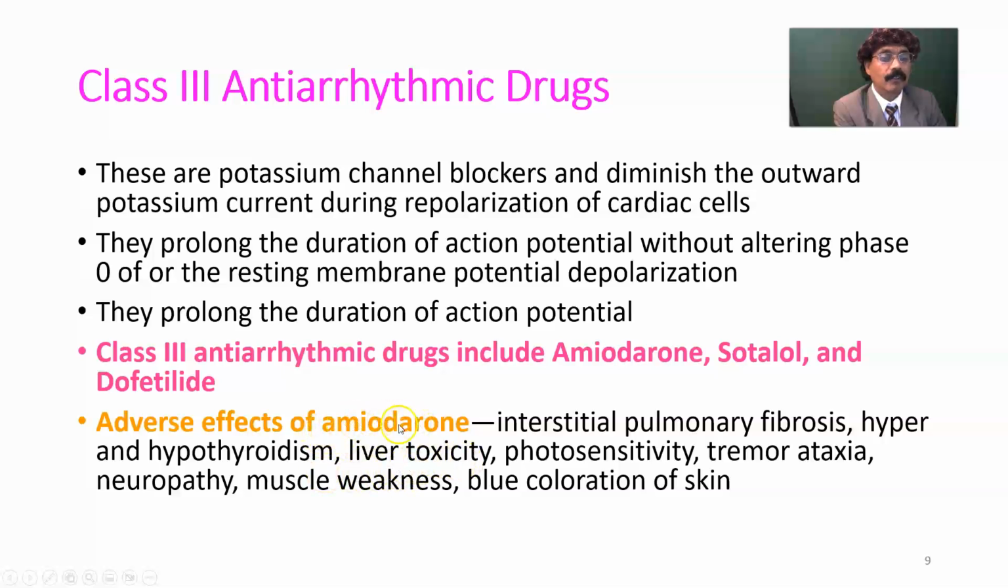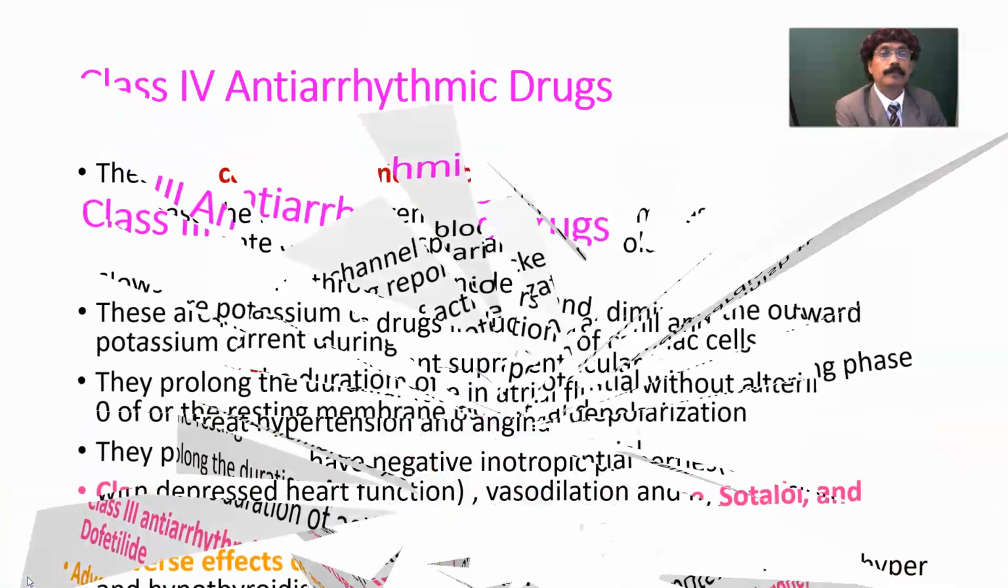These are the adverse effects of amiodarone: interstitial pulmonary fibrosis, hyper and hypothyroidism, liver toxicity, photosensitivity, tremor and ataxia, neuropathy, muscle weakness, blue coloration of the skin.